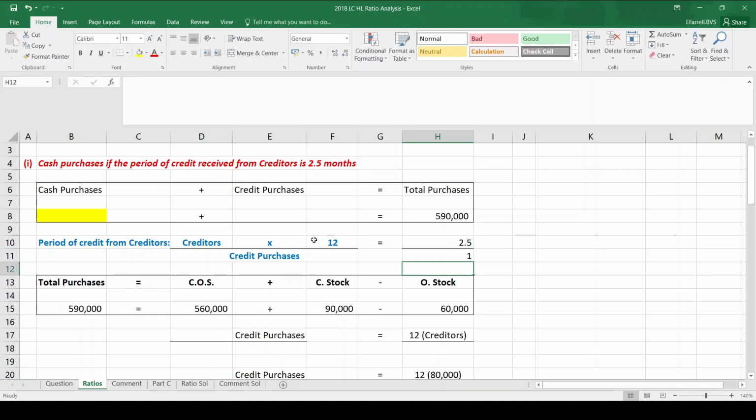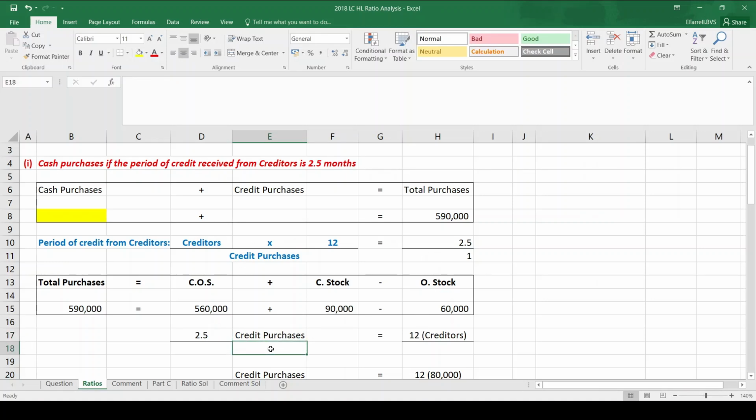So cross multiply, the top row here multiplies by the bottom row here, and similarly the top row here multiplies by the bottom row here. So 12 times creditors by 1 is just 12 times creditors, and that's equal to 2.5 times credit purchases. Again, I'd usually start off by putting what I'm looking for on the left-hand side, because we're looking for credit purchases. So 2.5 times credit purchases is equal to 12 times creditors by 1, which is 12 times creditors.